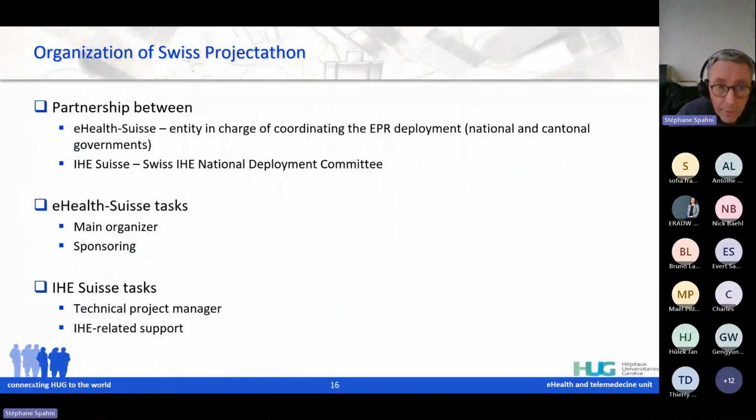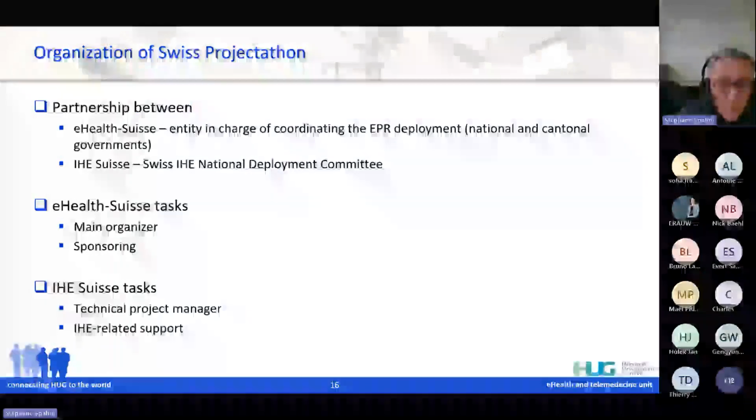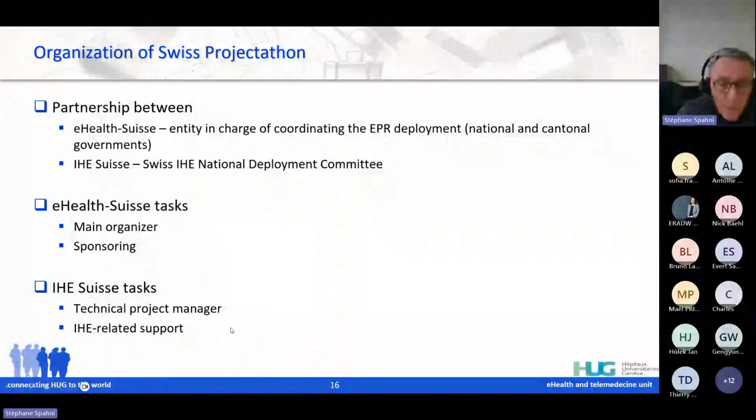The Swiss Projectathon is a partnership between eHealth Suisse and IHE Swiss, and it's implemented by IHE-Europe, IHE Catalyst for the technical platform. eHealth Suisse is more the main organizer, the sponsor, and IHE Swiss has the technical project management and all the support related to IHE.